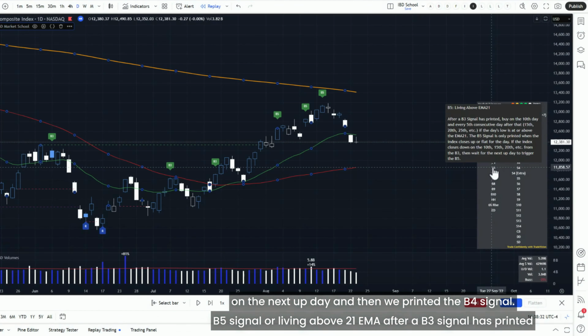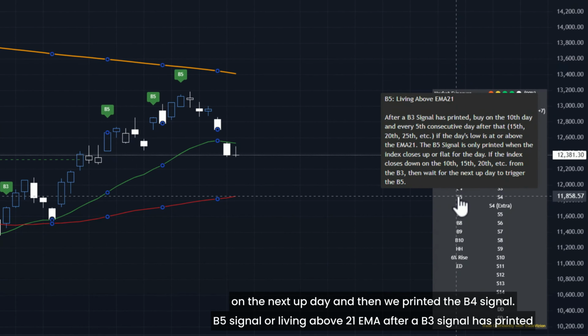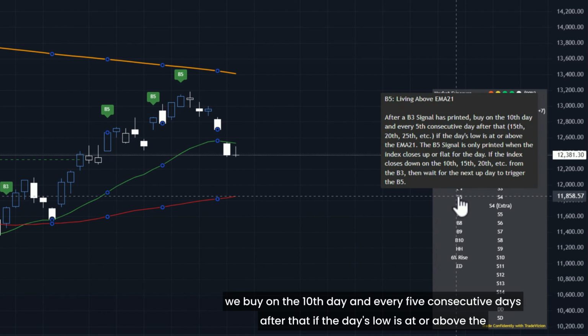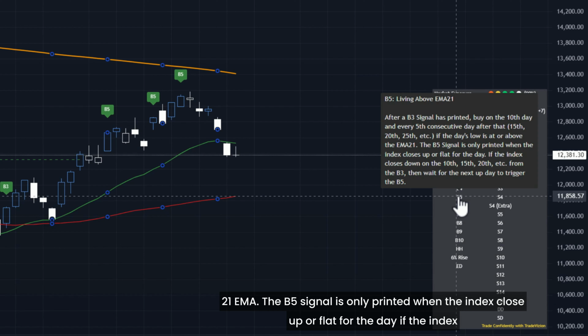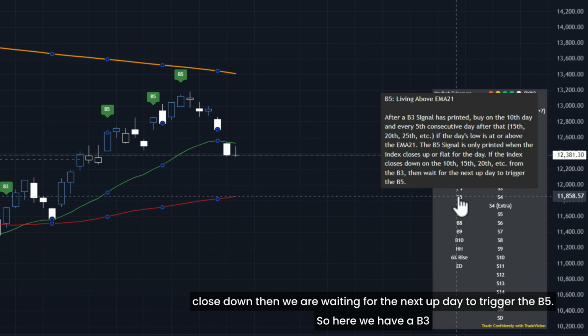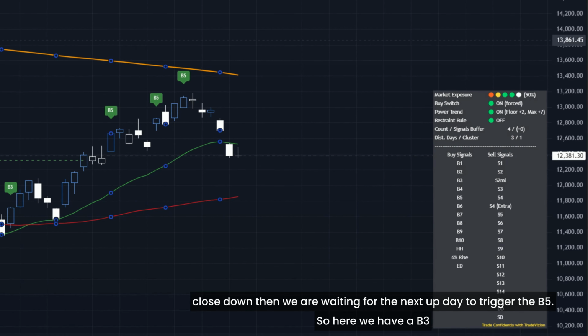B5 signal, or leaving above 21 EMA. After a B3 signal has printed, we buy on the 10th day and every 5 consecutive days after that if the day's low is at or above the 21 EMA. The B5 signal is only printed when the index closes up or flat for the day. If the index closes down, then we are waiting for the next update to trigger the B5.